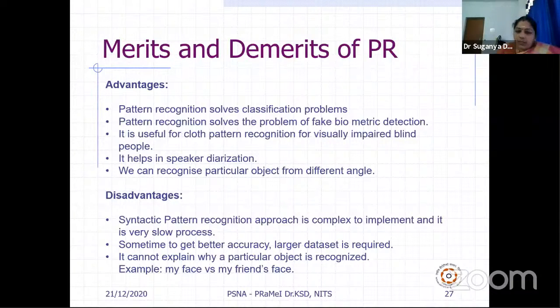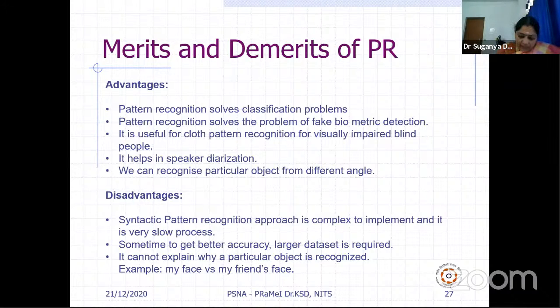And in agriculture also, we cannot rely on satellite imagery. So this is the one problem in pattern recognition. For better accuracy, we need the data set. A data set of a minimum of 5,000 to 10,000 images, then only the accuracy will be high. This is the main demerit.